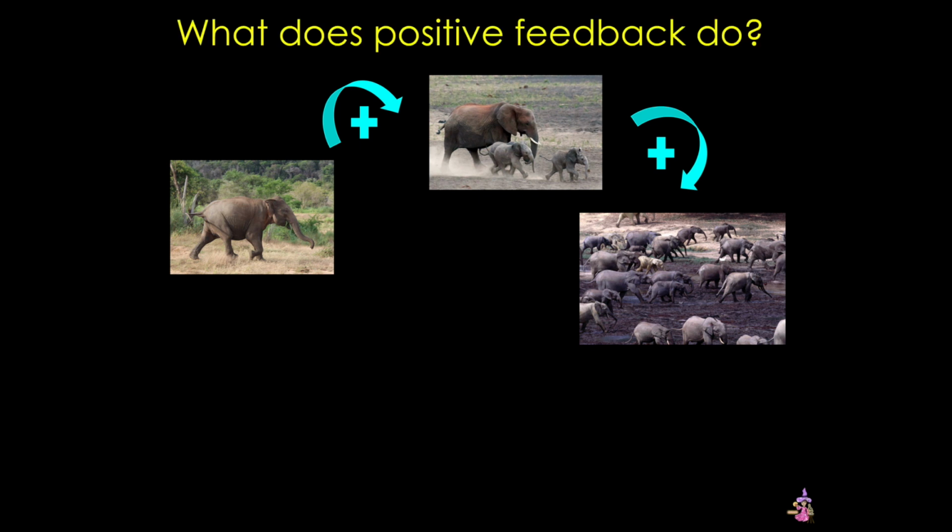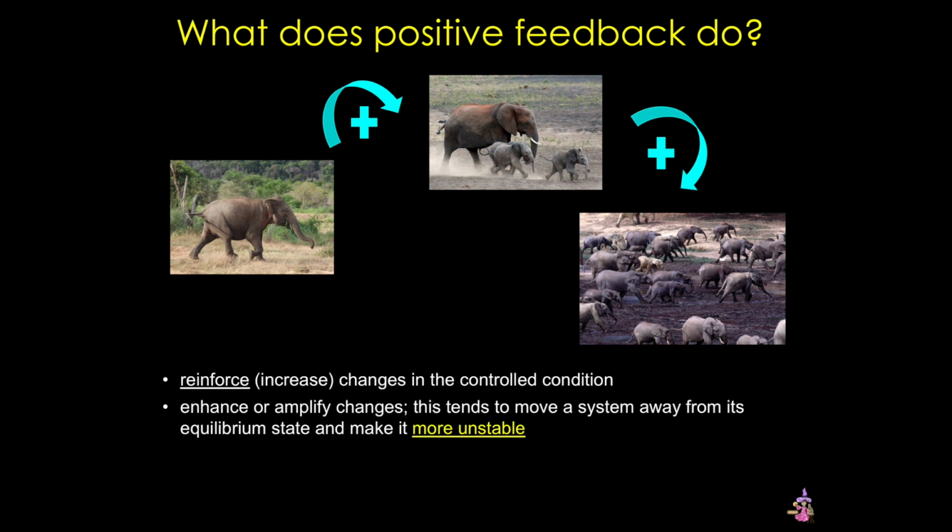So what exactly does positive feedback do? Well, it reinforces or increases changes in a controlled environment. So think about that one elephant running to a whole herd stampeding. Positive feedback tends to make a system more unstable. Now, what helps to restabilize the situation? Well, usually there's one event that will discontinue the signal.